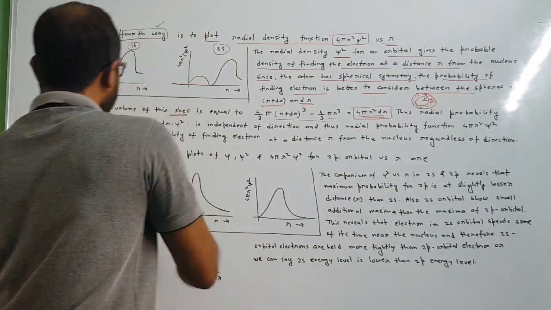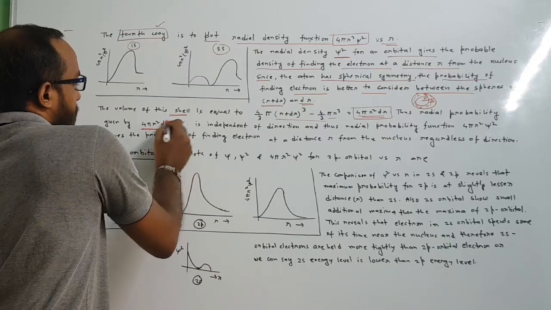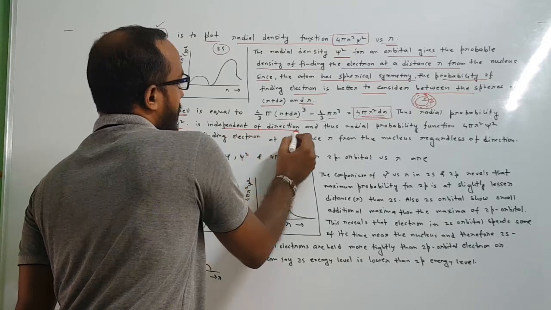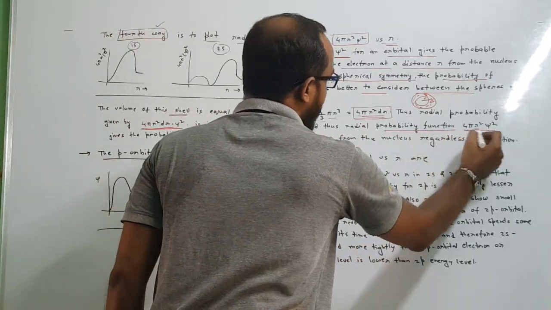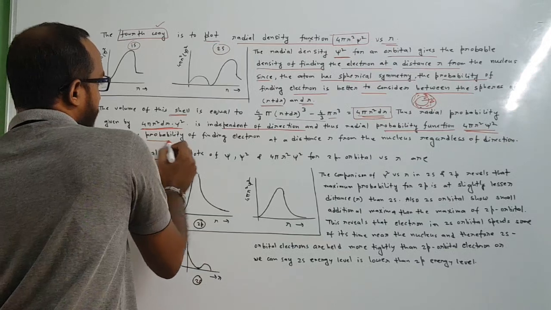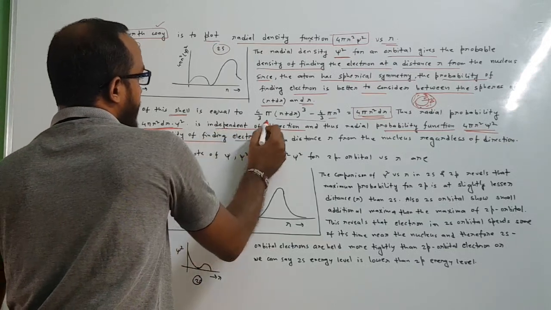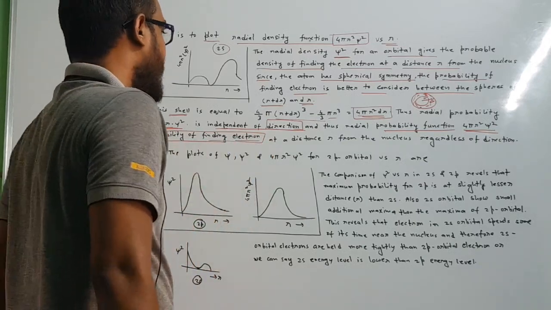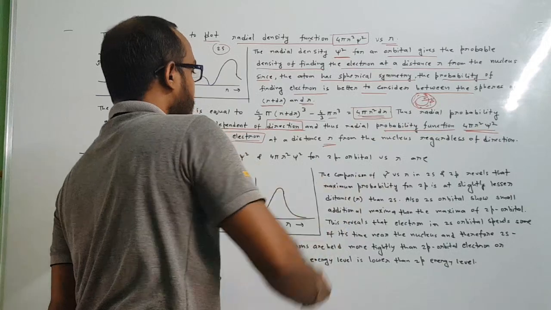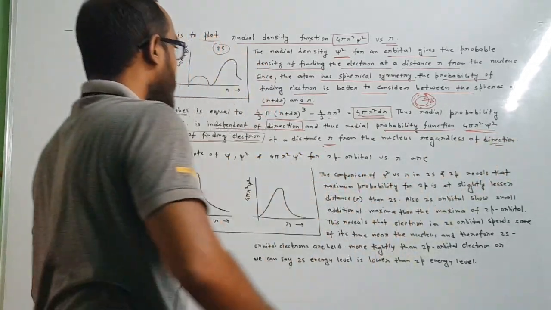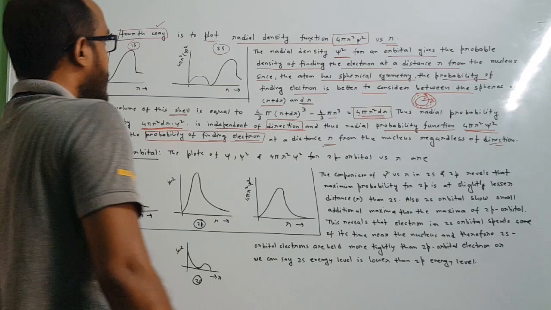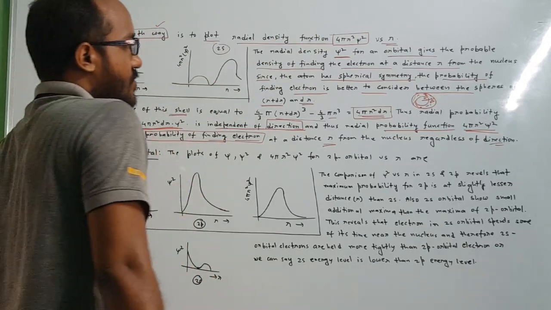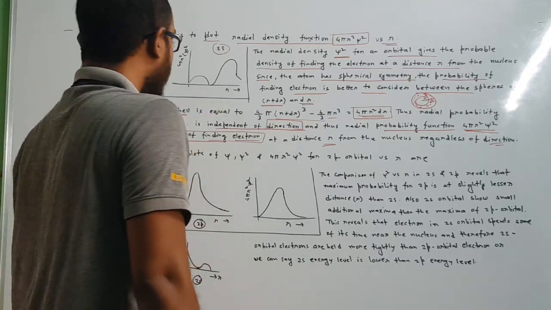Thus the radial probability given by 4 pi r square psi square dr is independent of direction, and remember this. The radial probability function 4 pi r square psi square gives the probability of finding the electron at a distance r from the nucleus regardless of the direction. It does not give any direction. So from the Schrodinger wave equation and from psi square or psi, we cannot find any direction, we can only find where the electron can stay.